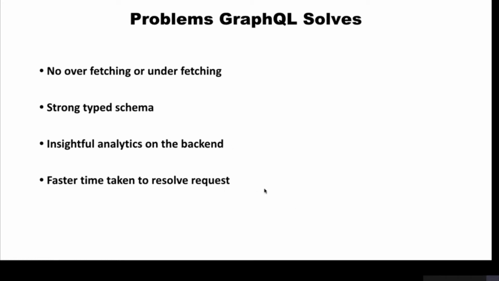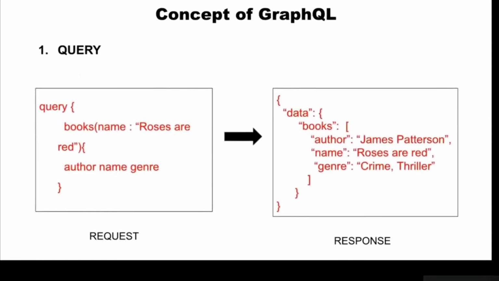Also, faster time taken to resolve requests. Since we are always making requests to one single endpoint and users are able to declare what they want, it also means that there is little overhead in the time taken for requests to get resolved using GraphQL.